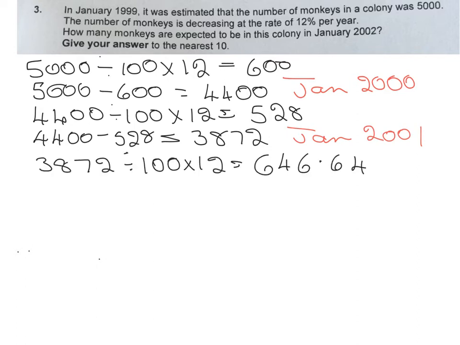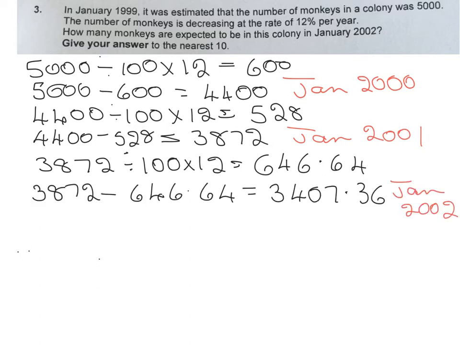Again, find 12%, so 3,872 divided by 100 multiplied by 12 is equal to 646.64. We're going to take this away from how much we had. So 3,872 minus 646.64 is equal to 3,407.36 in January 2002. We've been asked to round this number to the nearest 10.